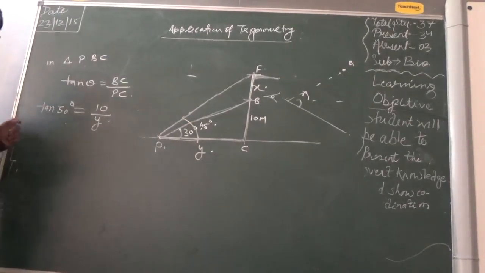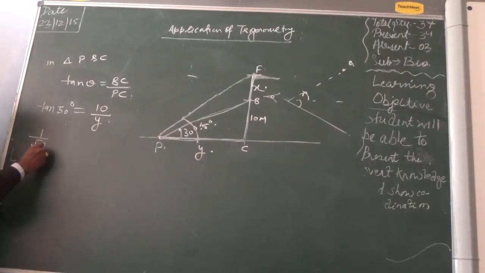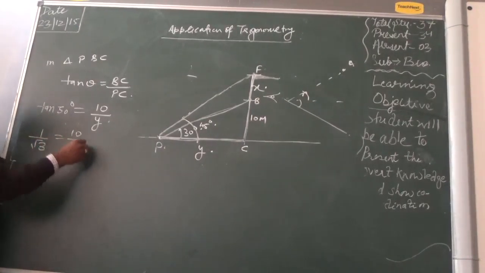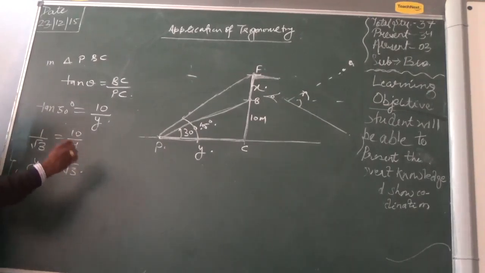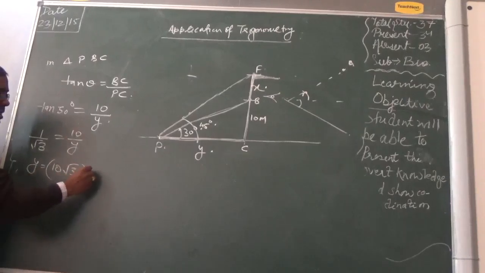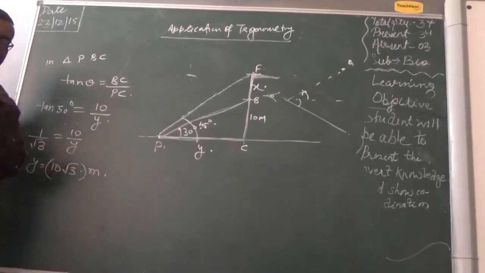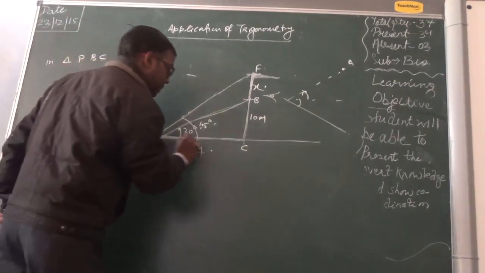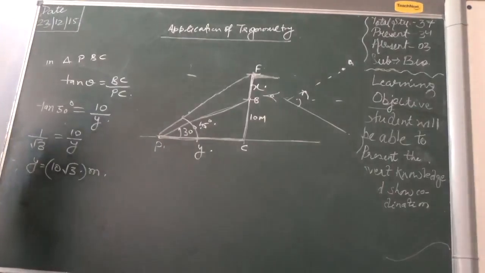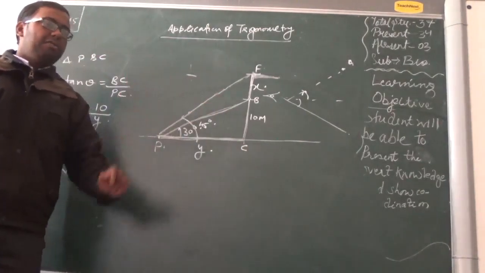Tan 30 degrees equals 1 by root 3, which is equal to 10 upon y. You can calculate y, which is 10 root 3. The unit is given in meters, so obviously put meter here, otherwise 0.5 marks will be deducted. Y is 10 root 3 meters. Very good. So we have calculated the base, or you can say the distance from the point P to the foot of the building.